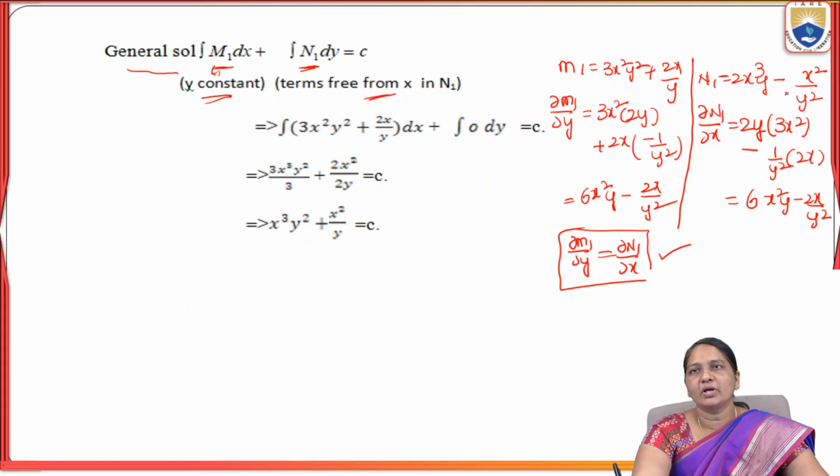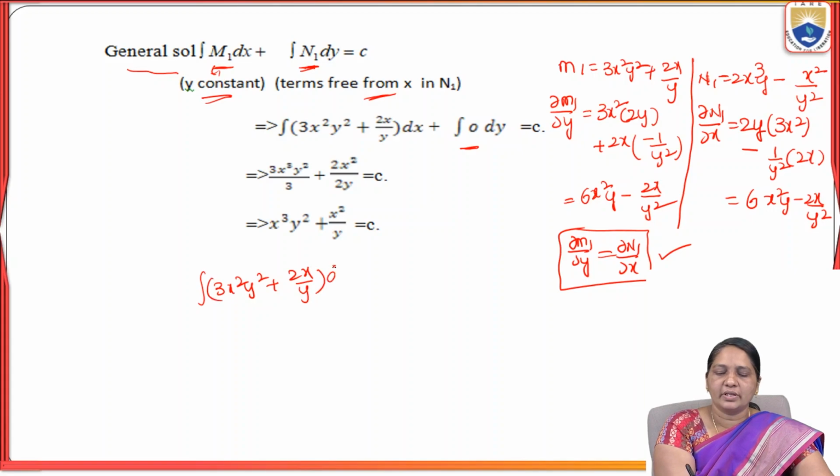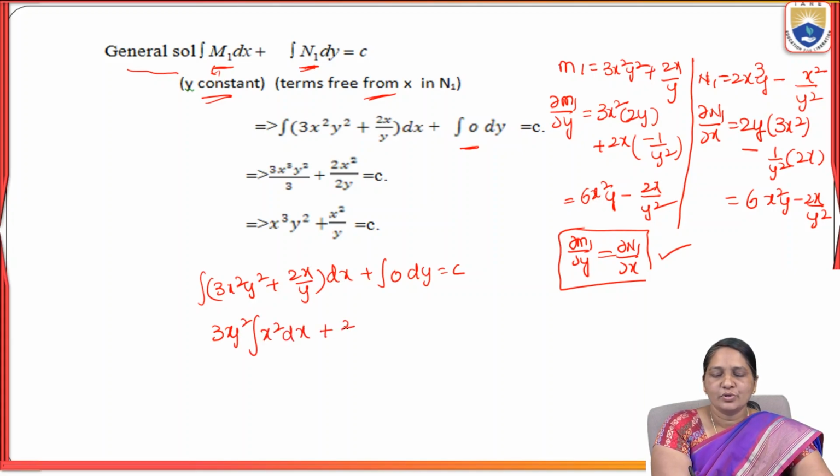When you are observing the N1 value, there is no separate y term, there is no possibility to separate the y term. That's why we are taking 0. So here integral (3x square y square plus 2x by y) dx plus integral 0 dy equals c. So 3 is a constant, y square is also constant. So integral x square dx, plus 2 by y is also constant, integral x dx, plus 0 equals c.